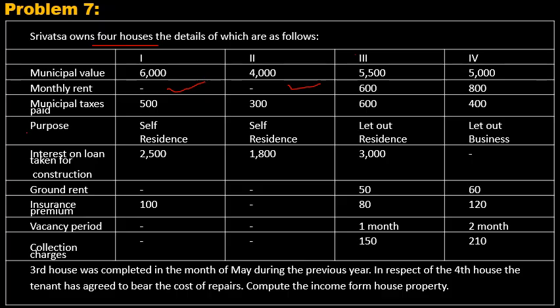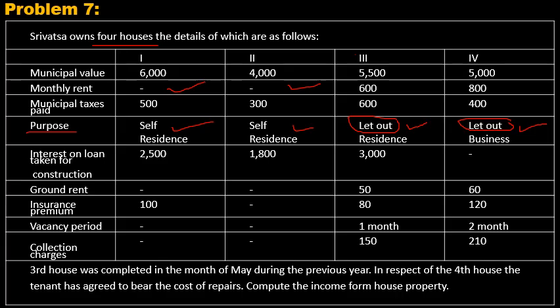Next, purpose. First house self-residence, second house is also self-residence, third house is let out for residence and fourth house is let out for business. So first house and second house are used for residential purpose. So these two are considered as self-occupied property, and third house is used as let out property. This is clearly specified as let out property, and fourth house is also let out property. Whether the tenant may use it for other purposes, that is not required here.